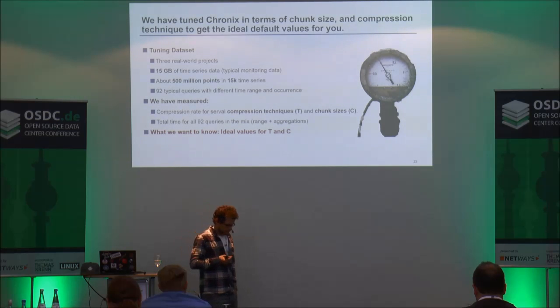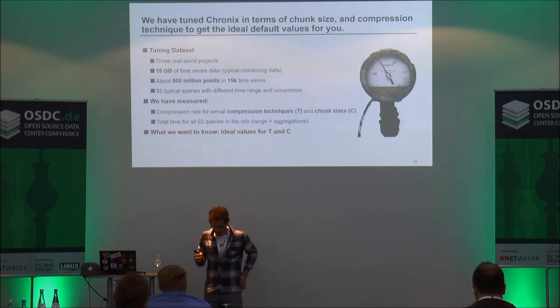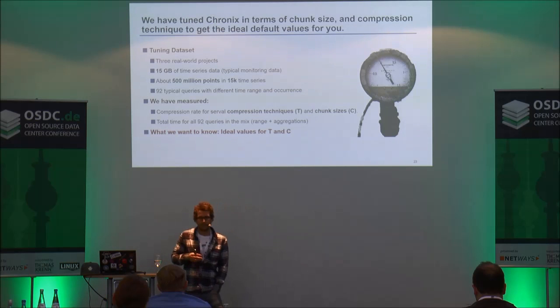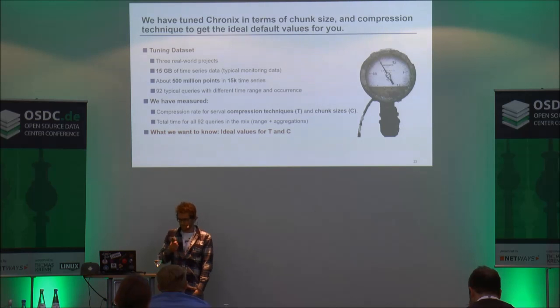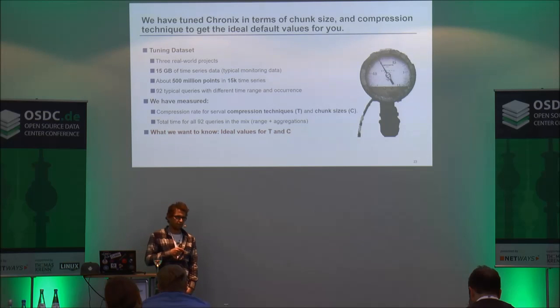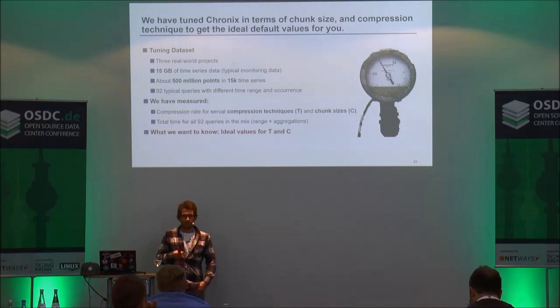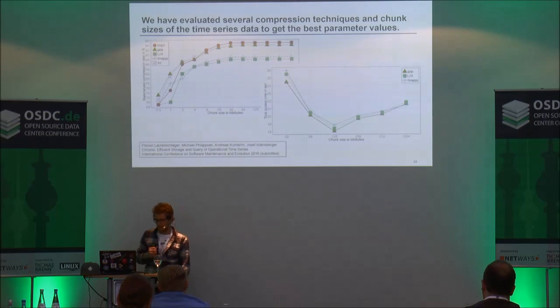And we have collected typical queries that are asked, for example, with tools like the software EKG, asking for different time ranges with different occurrence. For example, a query asking for 1 week of data is asked 10 times, while a query asking for 3 months is only asked twice, to represent a real query mix. And then we have measured the compression rate with the different compression techniques and different chunk sizes. And even the total time that is needed to answer the 92 queries with the compression techniques and with different chunk sizes. And those are the results.